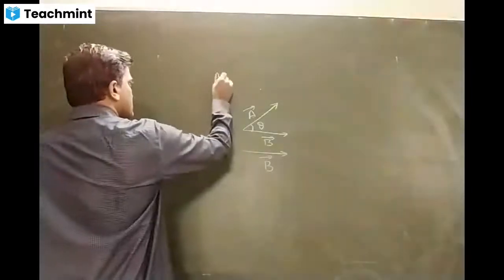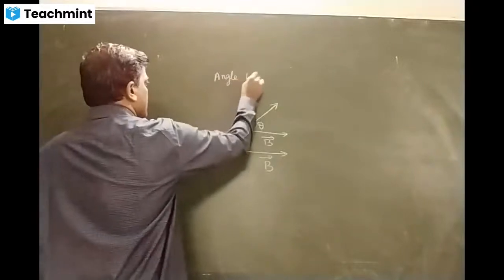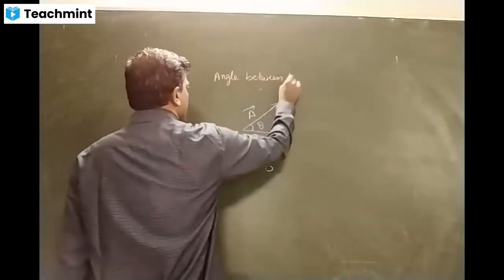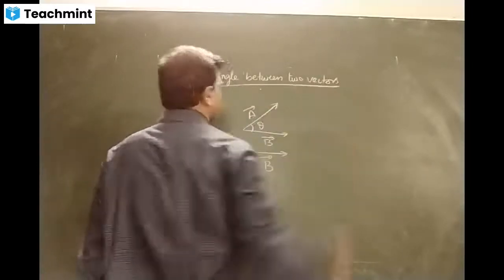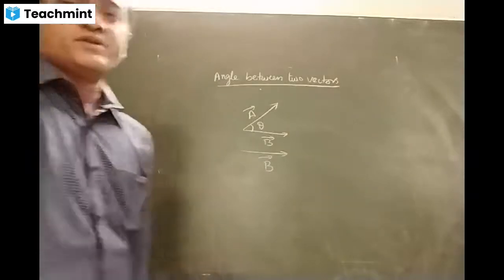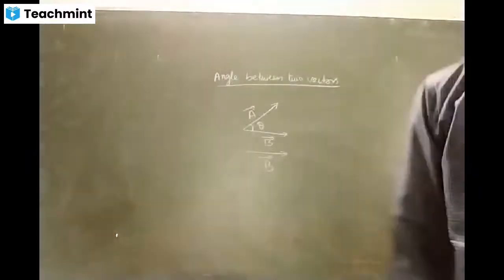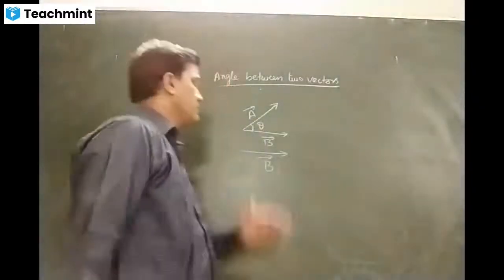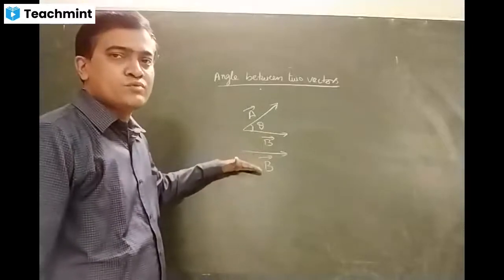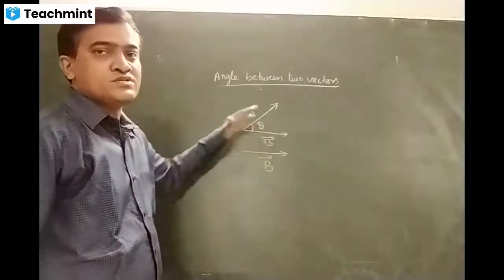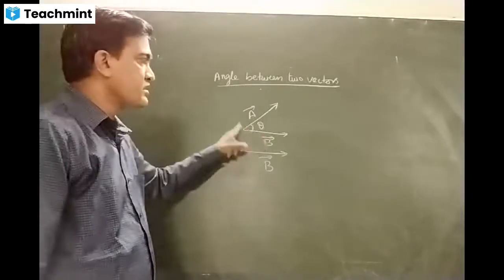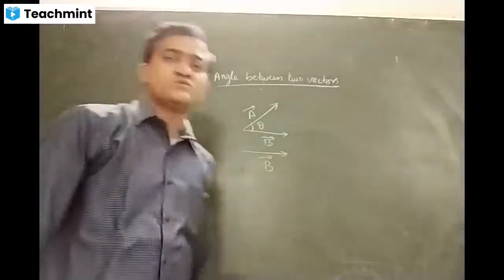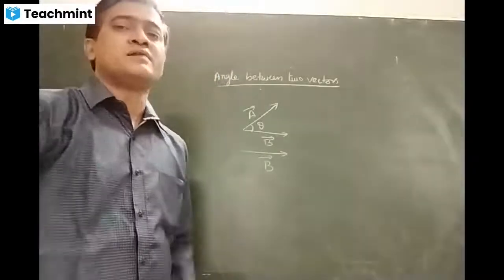So this is how you can find the angle between two vectors. I put the heading: angle between two vectors. What I did is I considered the two vectors A bar and B bar separately, and I moved B bar parallel to itself such that the tail of the second vector, B bar, coincides with the tail of the first vector, A bar. Here I am assuming A bar as the first vector and B bar as the second vector.